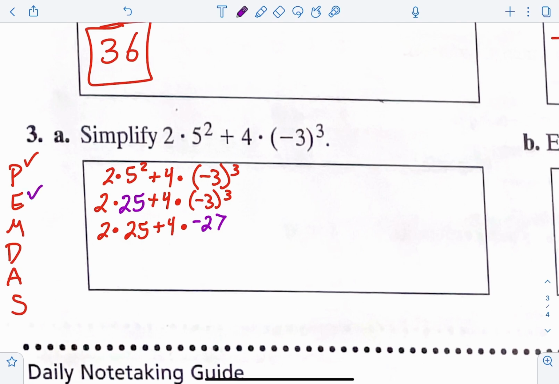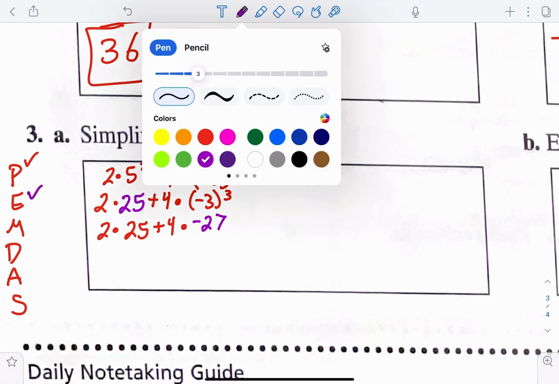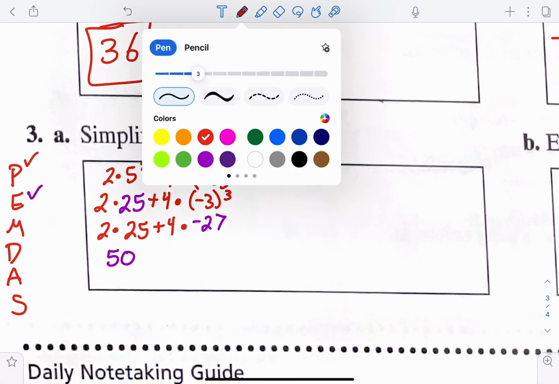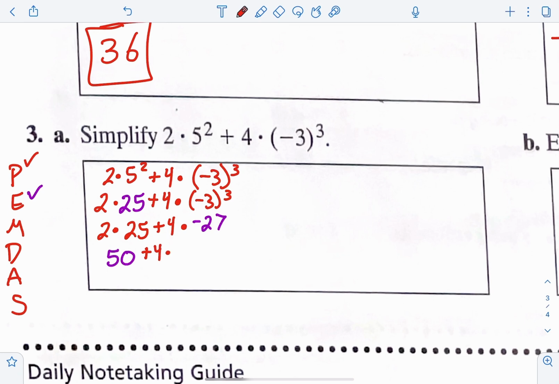Our next one is multiply, remembering that we multiply from left to right. So we have 2 times 25 first. 2 times 25 is going to be 50. Then we rewrite the rest, plus 4 times negative 27. Okay, now we still have a little more multiplying to do, right? Because we have 4 times negative 27, so we're going to say 50 plus, what's 4 times negative 27?